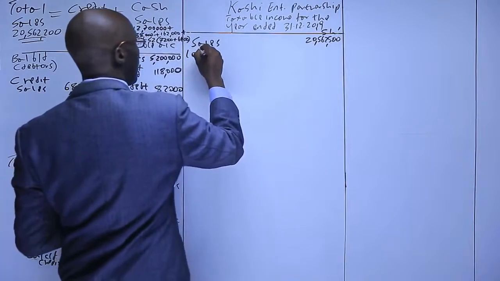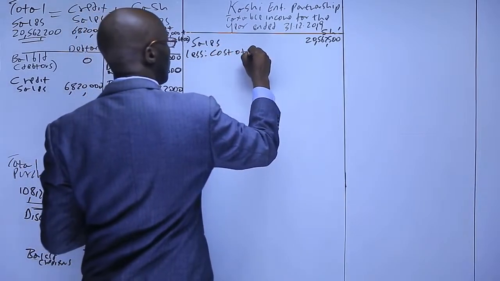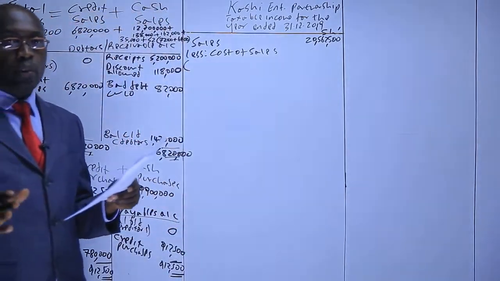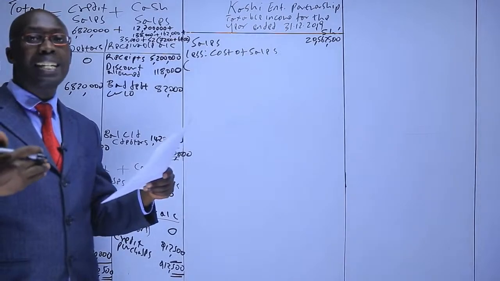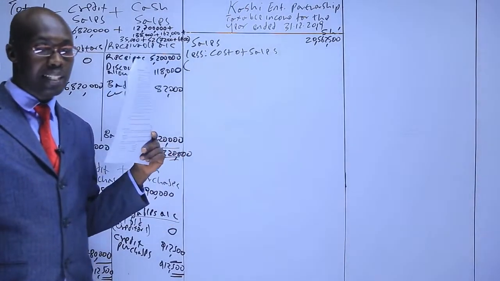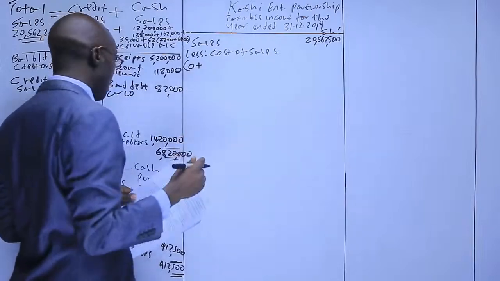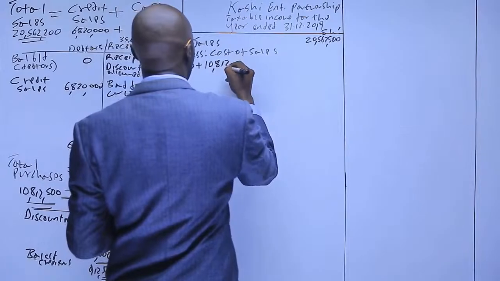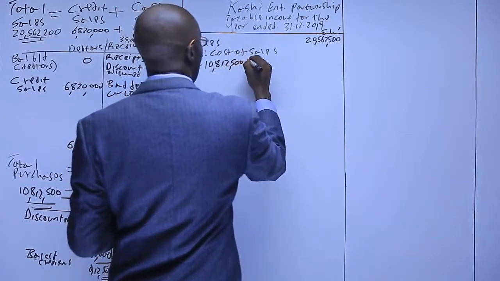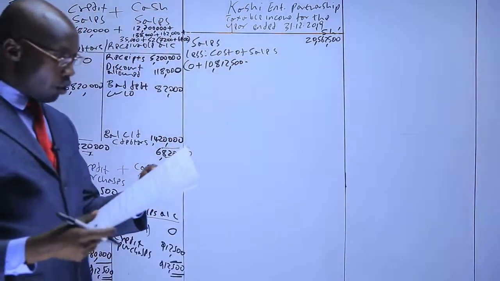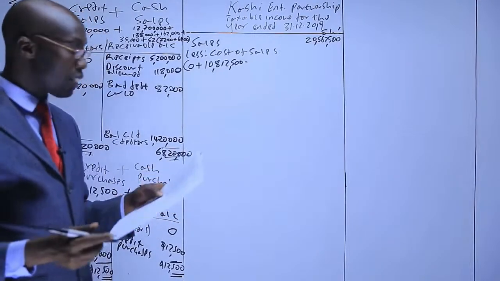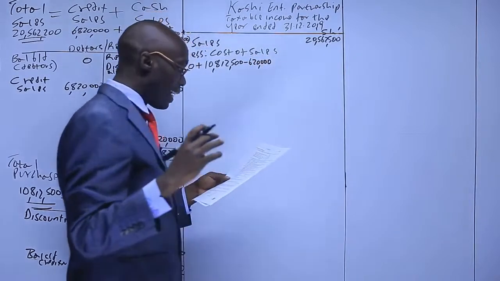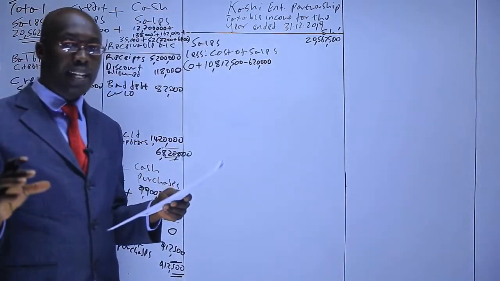Then we less cost of sales. Cost of sales, which we take the opening stock. But here you'll note that we were not given the opening stock because we started the business at the start of this year. So there was no opening stock from last year. So 0 plus the purchases. Purchases is what we have determined here, 10,812,500. Then we minus the closing stock. Closing stock is the one given in point number 11, 620,000.